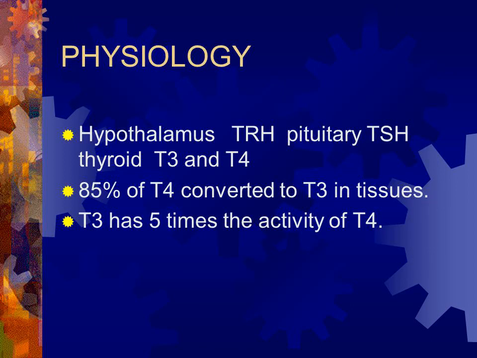Physiology: hypothalamus TRH, pituitary TSH, thyroid T3 and T4. 85% of T4 is converted to T3 in tissues. T3 has 5 times the activity of T4.